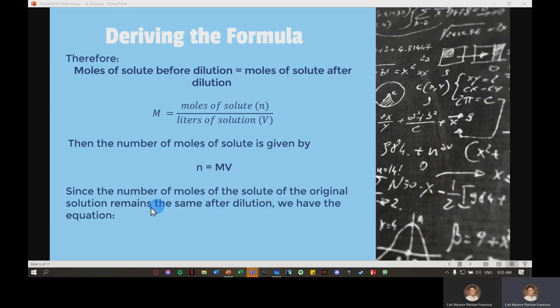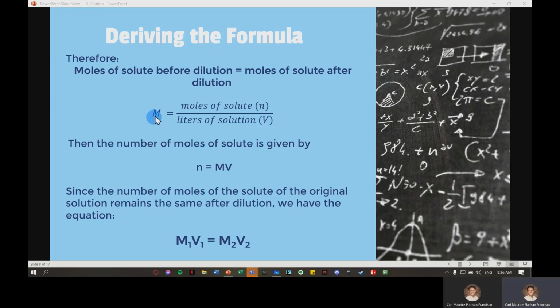Now since the number of moles of the original solution remains the same, dahil moles of solute before is equal to moles of solute after dilution, equal sila before and after yung bilang, we can conclude that M1V1 is equal to M2V2. Thus, this is your dilution formula. Initial concentration multiplied by initial volume is equal to final concentration times final volume. Again, the numbers of moles of solute before dilution and after dilution are the same.